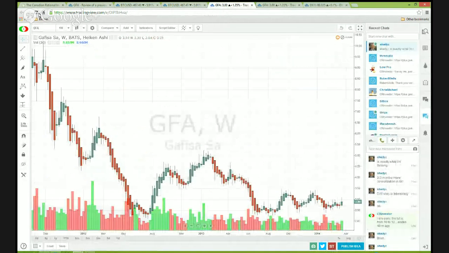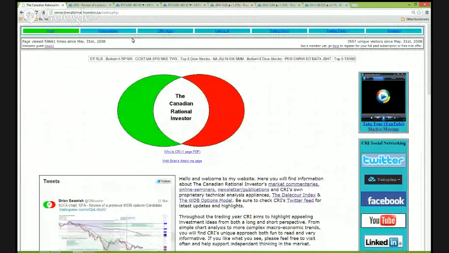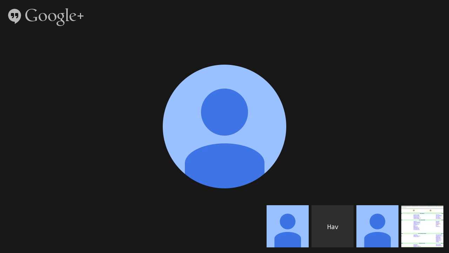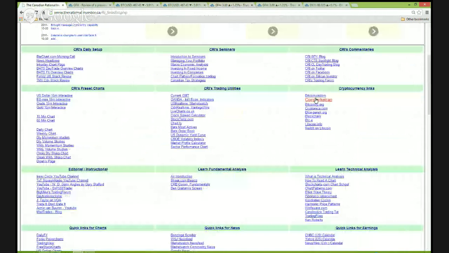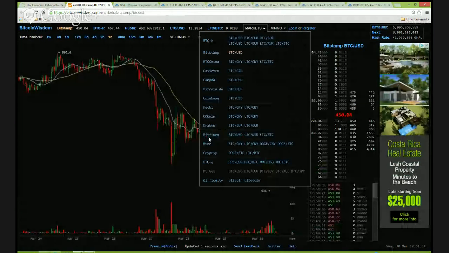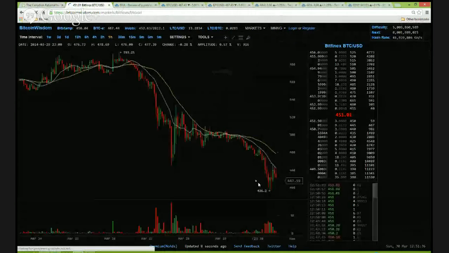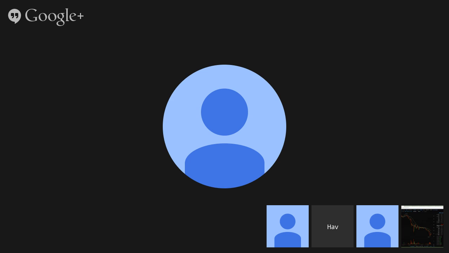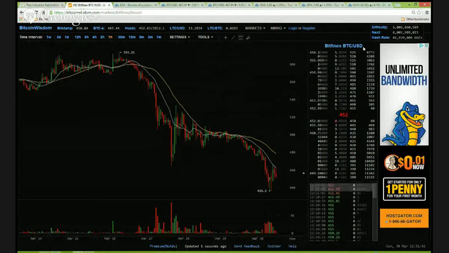And keep in mind, when you're looking at a depth of the market like this, are you looking at Bitcoin Wisdom? Is that what you're looking at? Yeah, I use Bitcoin Wisdom mainly. All right, and you're looking at the 15 BitFinex? 5 or 15, yeah. So this is what you're looking at here? Right. All right.